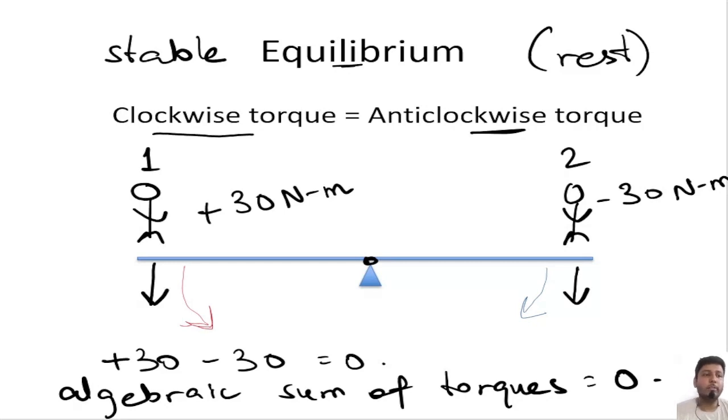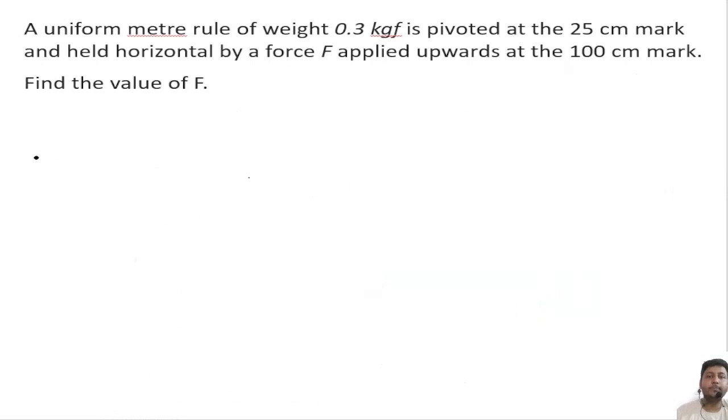Let us solve a classic example of equilibrium. Here we have a uniform meter rule of weight 0.3 kgf pivoted at the 25 centimeter mark and held horizontal by a force F applied upwards at the 100 centimeter mark. Find the value of F.